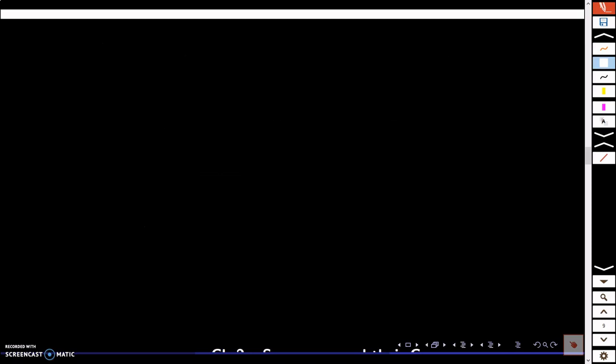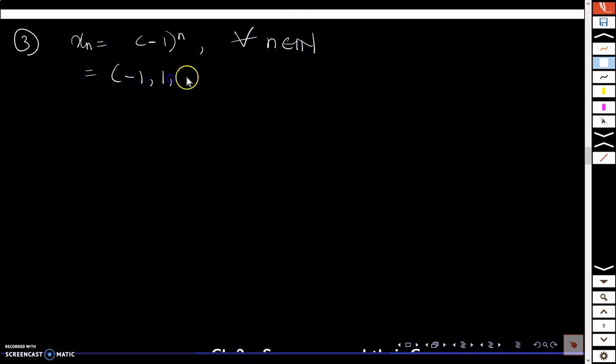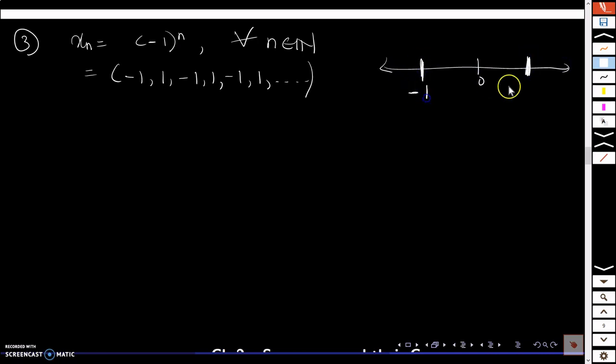All right, so now I'll pick up a sequence. This sequence we saw when we were listing down the examples: minus 1 raised to n for all natural numbers n. So what is this sequence? When n is equal to 1, it is minus 1, then 1, minus 1, 1, minus 1, 1, and this keeps on moving. Right? So if you put it on the number line, the terms are oscillating between the points minus 1 and 1.